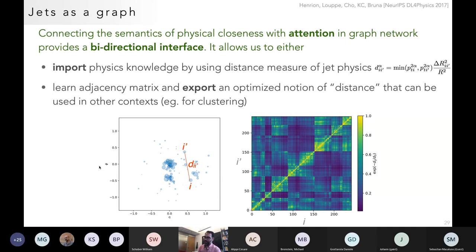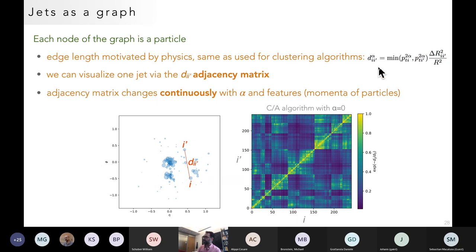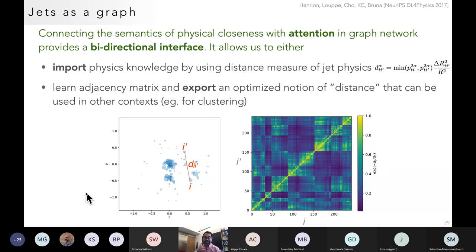Here's a point I'd like to make about how deep learning and science are related. What we did was something significant that is easy to overlook: we made a connection between something physical that I can interpret, which is some notion of distance between two objects, and this deep learning architecture component, which is the adjacency matrix. When you connect the semantics of these two different things, and that could be generalized like an attention mechanism, there are two things you can do. One is that as a physicist, I can import my physics knowledge into the architecture, which would not be obvious how to do if I was dealing with a feed forward MLP or something. But the other thing I can do is learn the adjacency matrix to solve some task.